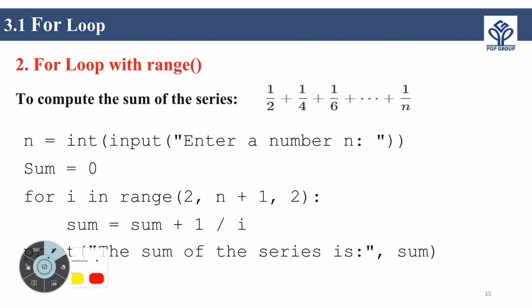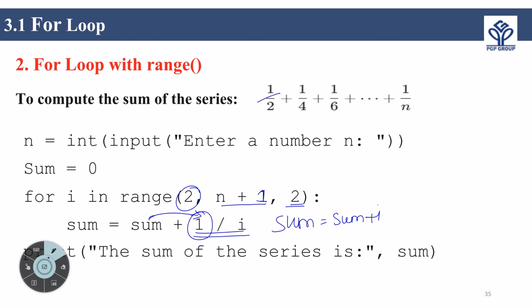Next one, to compute the sum of the series with division. So the same formula, but we are using the sum value with 1 divided by I value. Clear? So our range is starting from 2, n value is 1, the value is incremented, and then the step value. We can substitute this formula. After substituting, the previous step formula is sum is equal to sum plus I, but in this term we are using 1 divided by I because our input is a division input. Clear?